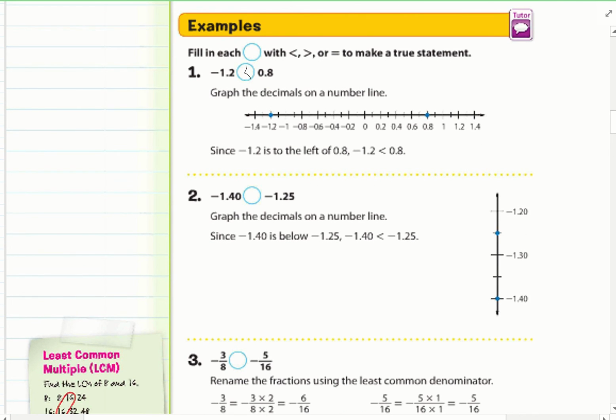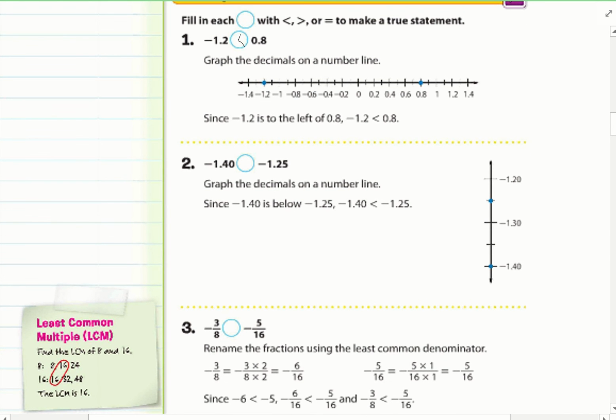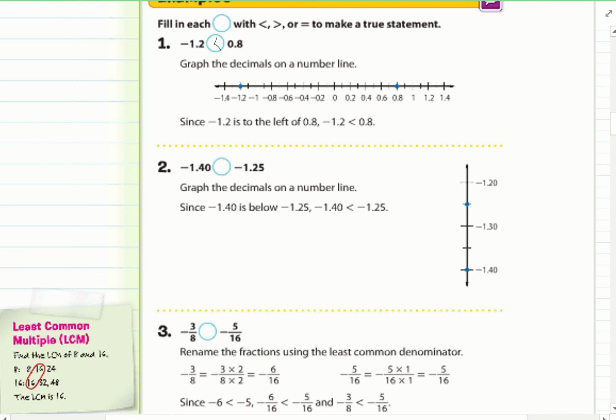Here, it says graph the decimals on a number line. So negative 1 4/10 and negative 1 25/100. If I have to mark where 0 is, negative 1 25/100 is closer to 0. So I'm going to say that one's larger. So that means negative 1 4/10 is going to be less than negative 1 25/100.